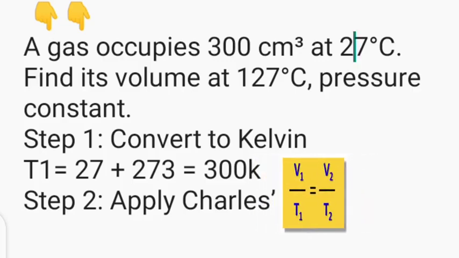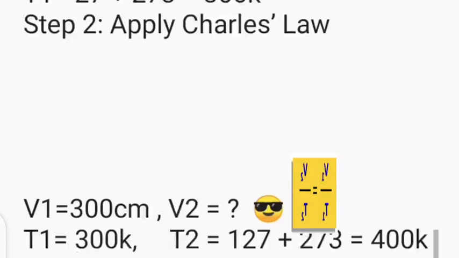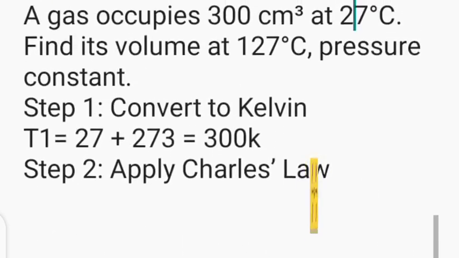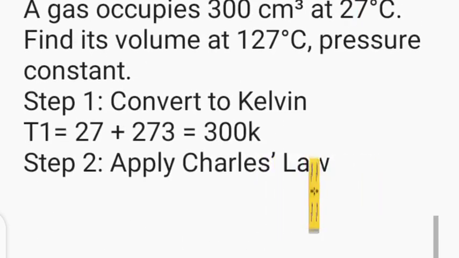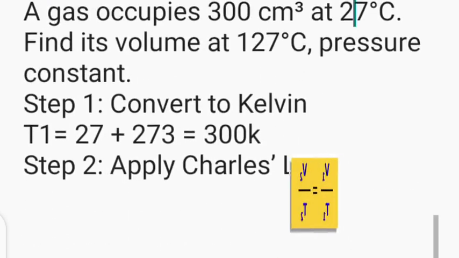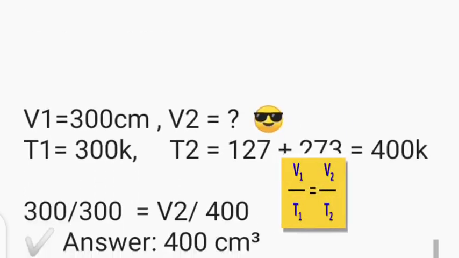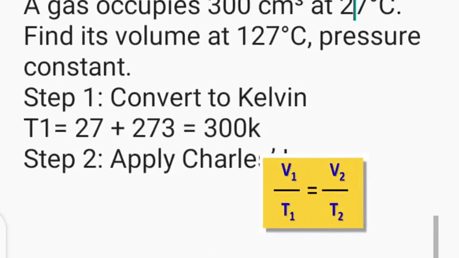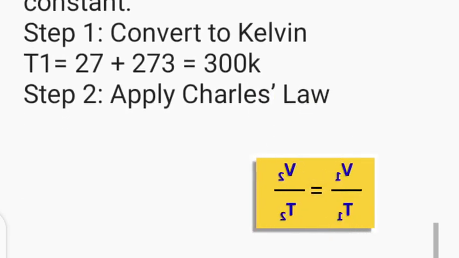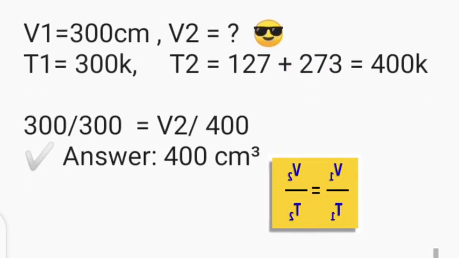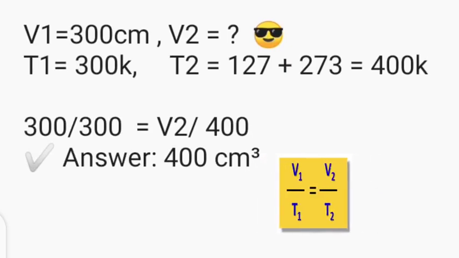So 27 plus 273 is 300 K. Now let's apply Charles's law. From the information in this question, 300 cm3 is the V1. Then your T1 is 27 degrees Celsius converted to Kelvin. We are looking for V2. The second temperature in the question is 127, and you add 273 K. So our V2 is unknown, our V1 is 300 cm3, and our T1 is 300 K.